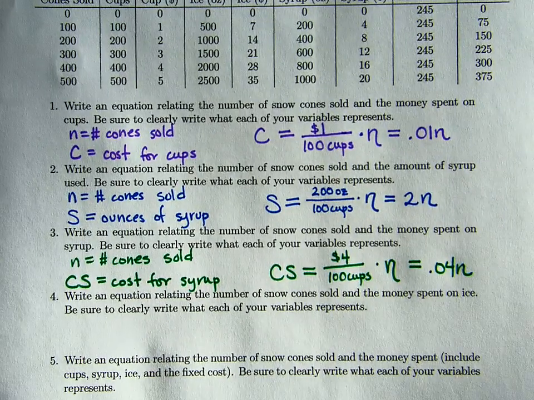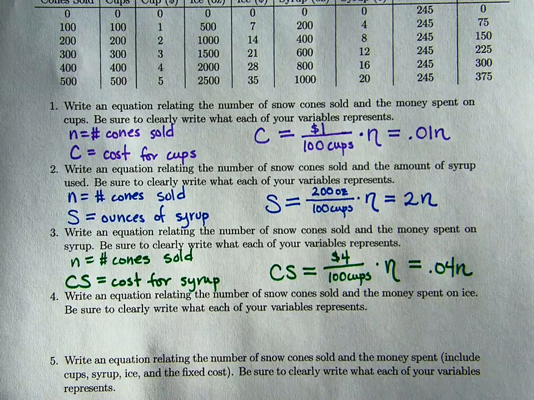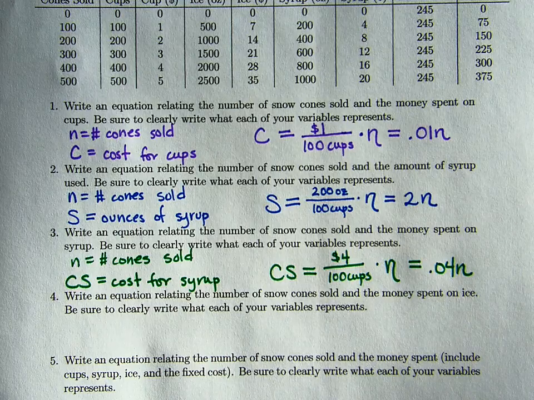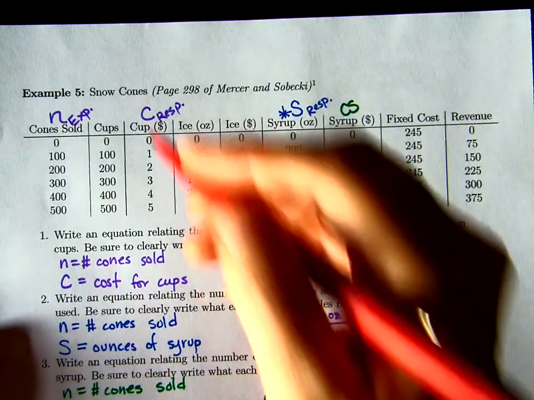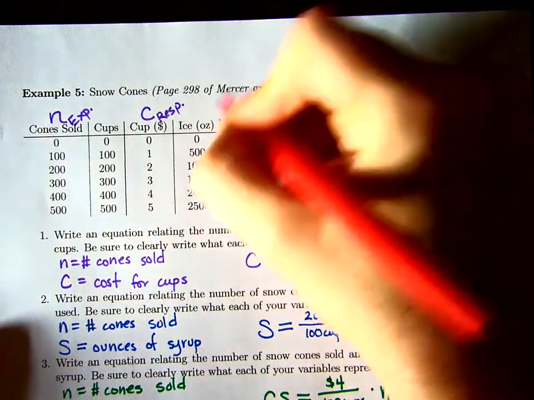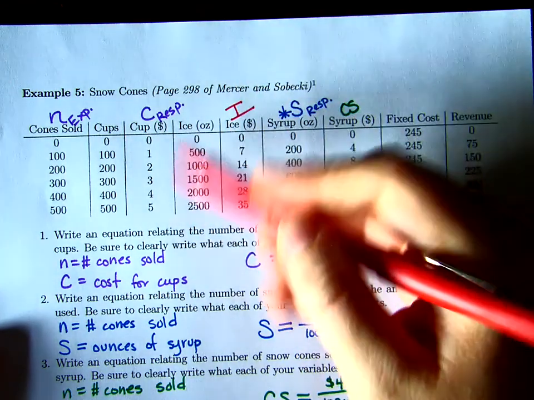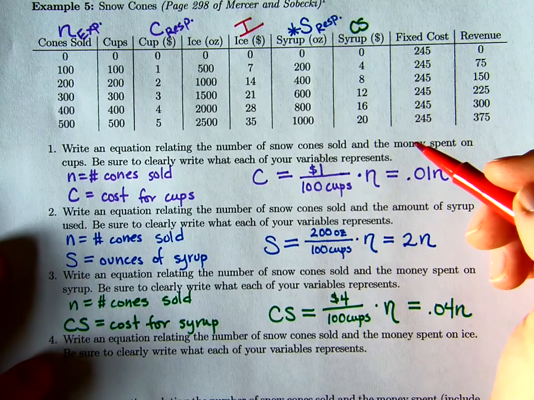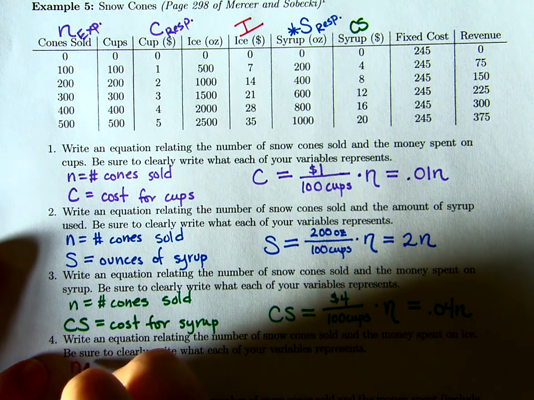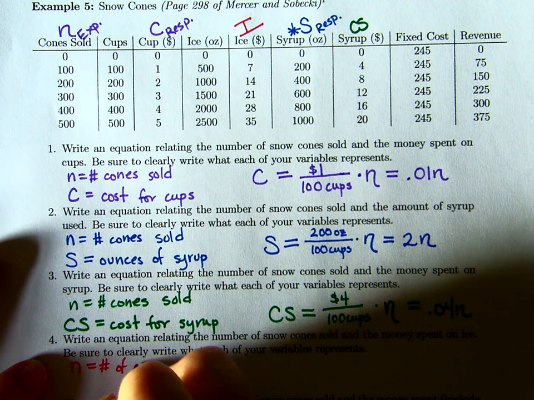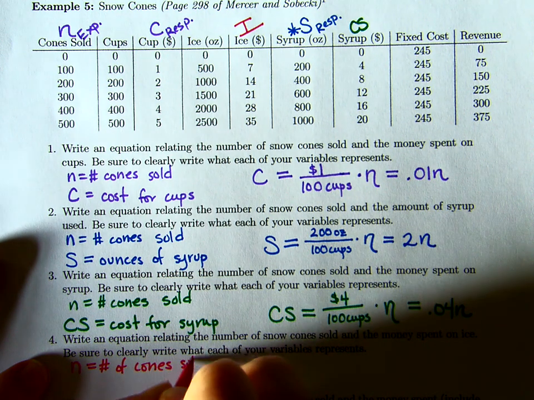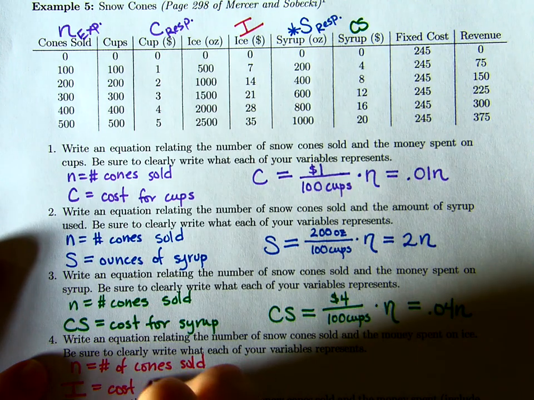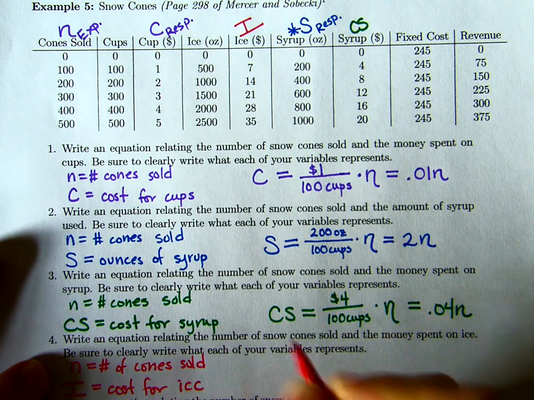Write an equation relating the number of snow cones sold and the money spent on ice. Well, at least I can use I for ice, but it's money. So it's not how many ounces of ice we need, it is just the money equation here. So I'm still going to let N equal number of cones sold. And now I'm going to let I equal the cost for ice.